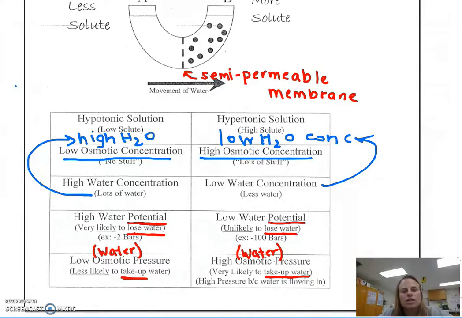So that's our discussion of diffusion and osmosis, and we'll build on this lecture as time goes on.